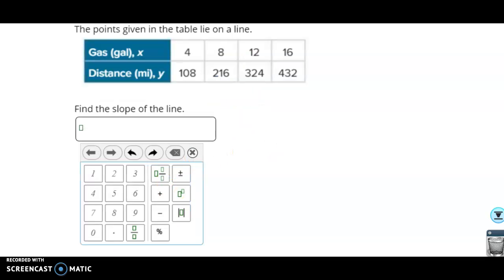Let's see. This one is the same example, same kind of thing, only now it's got the table horizontal instead of vertical. That might mess with you a little bit, but it's still x first. X is the top row and y second. So 1 point would be 4, 108. The next point would be 8, 216. And you just use your slope formula to solve that. Okay.